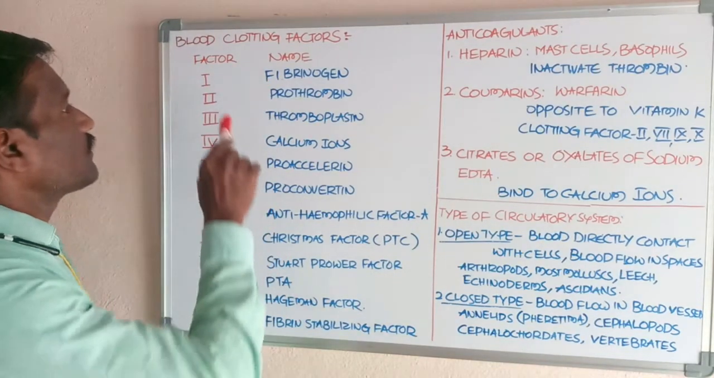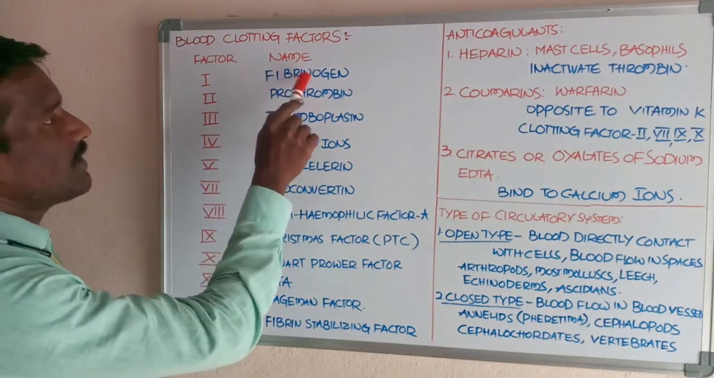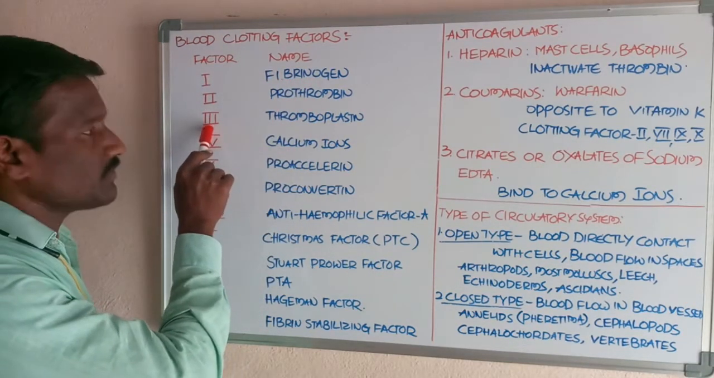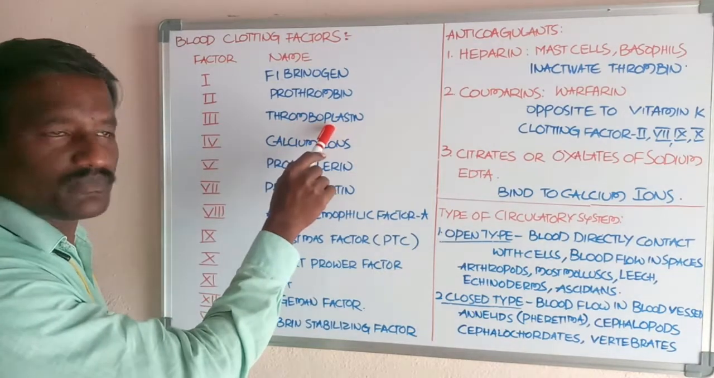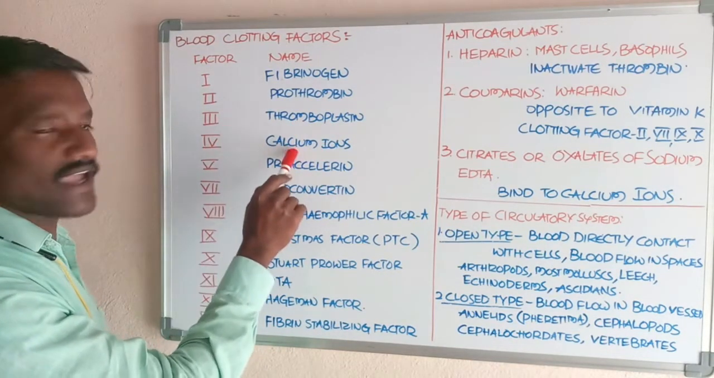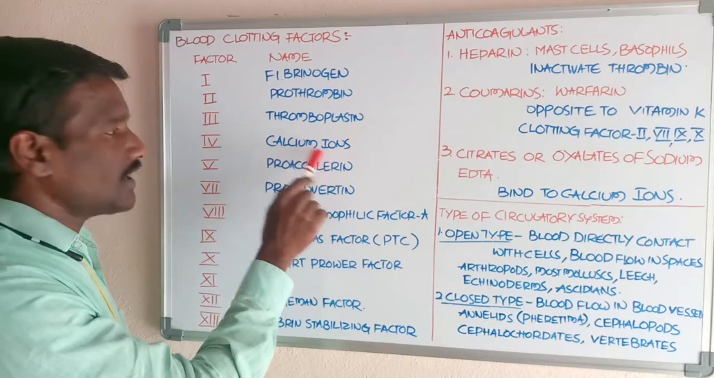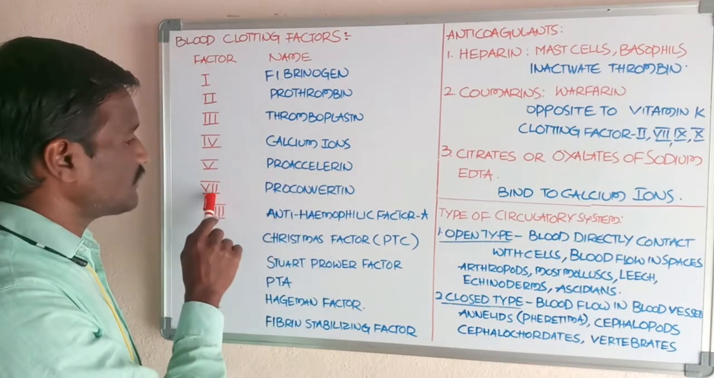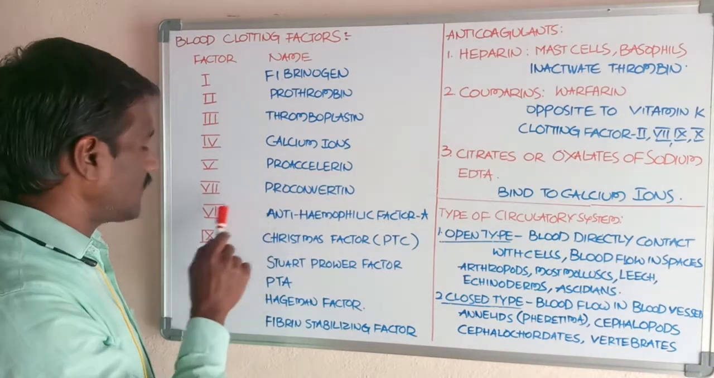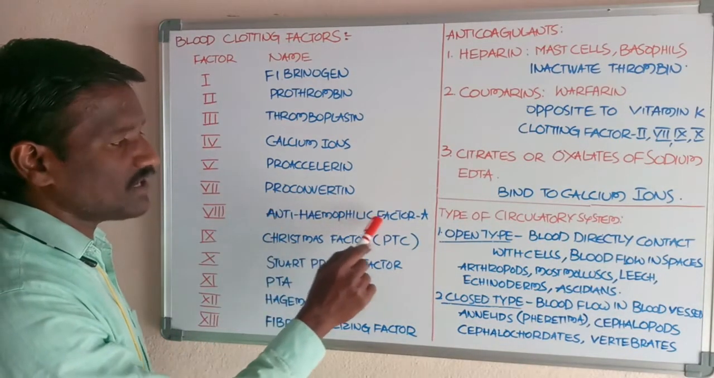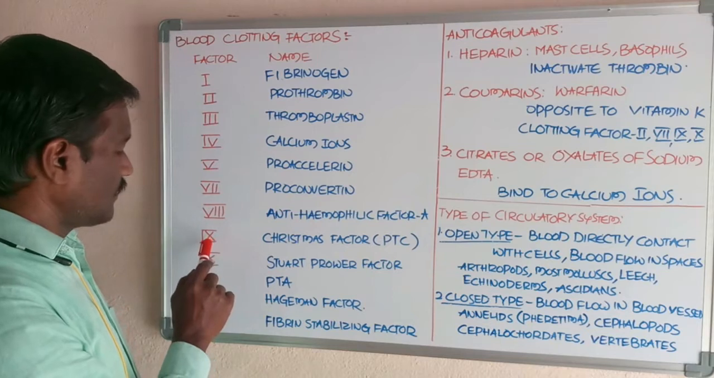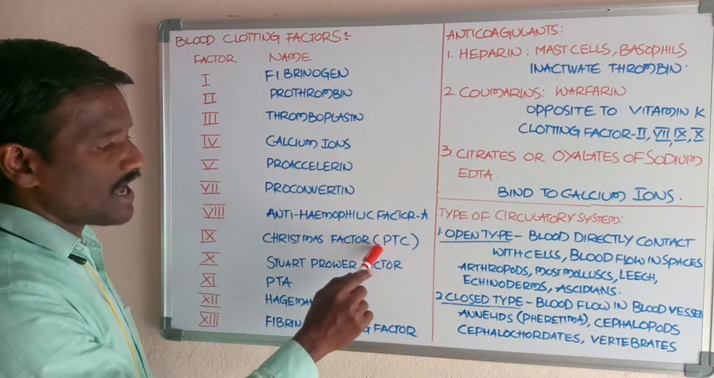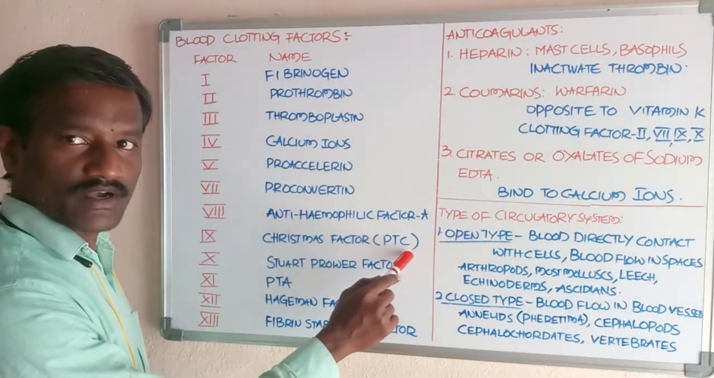Well, students, factor 1 is called fibrinogen, factor 2 prothrombin, and third one is thromboplastin. Next, fourth one is calcium ions, and fifth one is proaccelerin. Next, seventh one proconvertin, and eighth one anti-hemophilic factor A. Students, next ninth one Christmas factor, plasma thromboplastin component is also called.